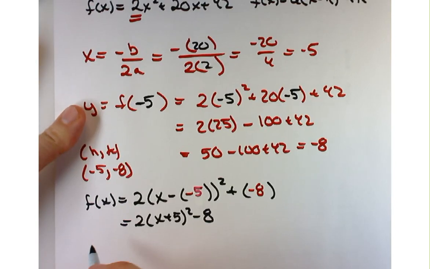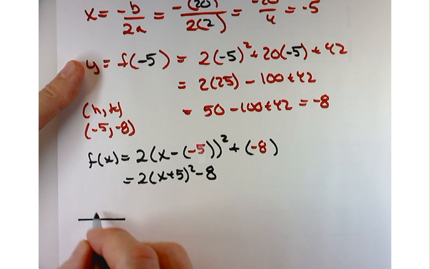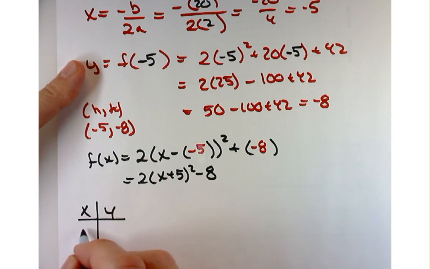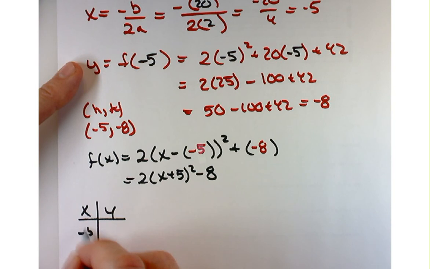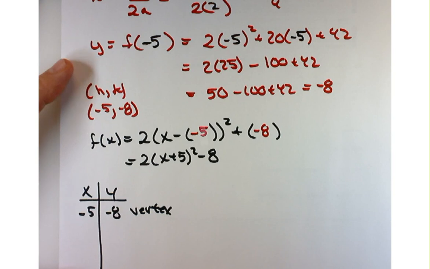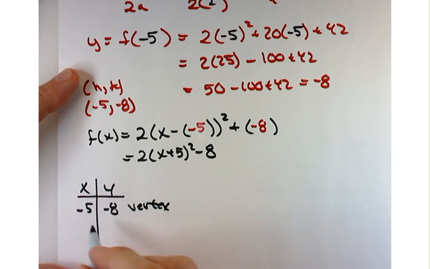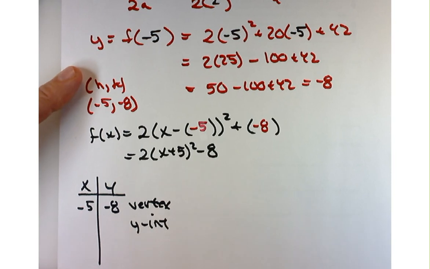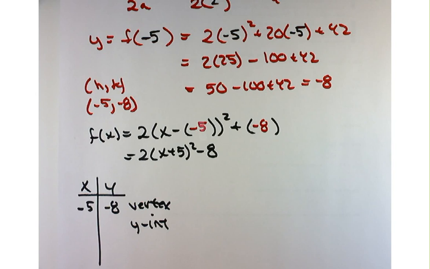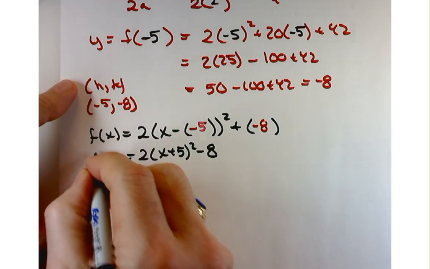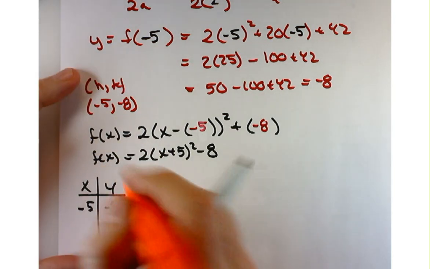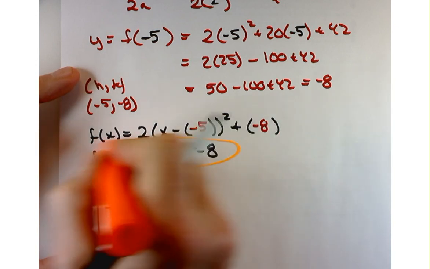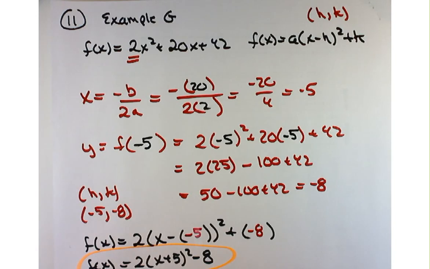So we know our vertex, x and y. Our vertex was negative 5, negative 8. That's our vertex. What else can we do here? Well, we can find the y-intercept. We've got choices for finding the y-intercept. You've got two different forms of this function. You've got this one here in orange, and equivalently, you've got one up here in pink.